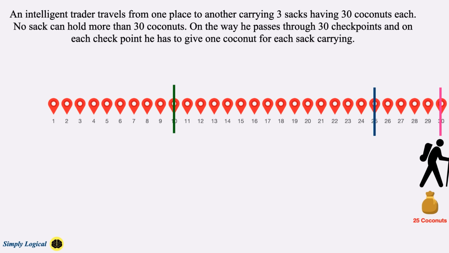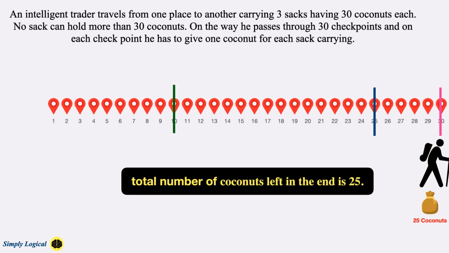Now the trader will pass through the 5 remaining checkpoints, and if the trader spends another 5 coconuts in the other 5 checkpoints, the trader is left with 25 coconuts. Thus, the answer to this puzzle is that the total number of coconuts left in the end is 25. By following these simple steps, you can solve this logical puzzle very easily.